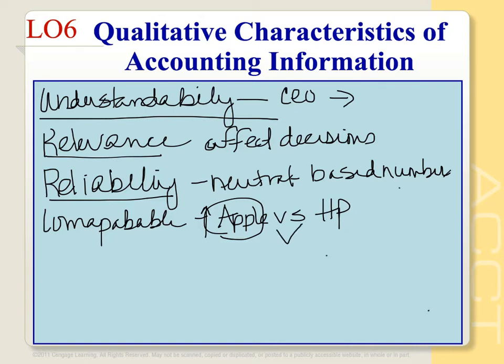Is my cost as a percentage of revenue the same as Apple's once I common size it? We're going to learn more about that in a couple of the future chapters. But I should be able to compare it to help make decisions. Besides having relevance, reliability, and comparability, it also needs to have consistency. The information should be comparable across different time periods within the same company.